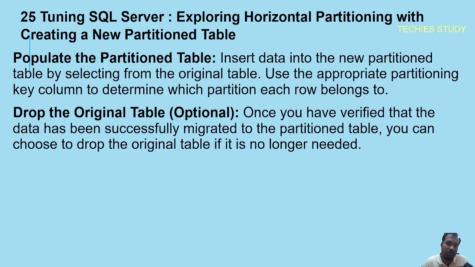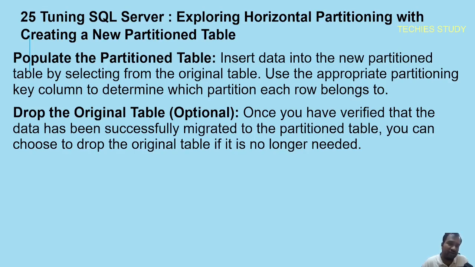Once we have loaded the data, we can validate it by comparing the original table and the newly partitioned table. Once done, we can drop the original table, which is optional. Before dropping, we will create the partitioned table. The original table name is considered G item, and we will create G new item as the partition table.